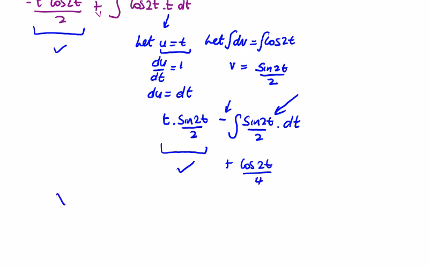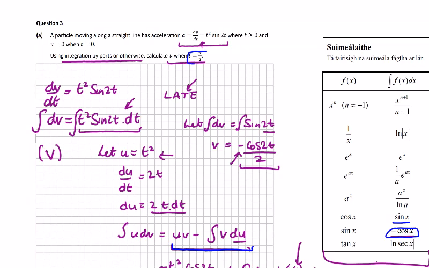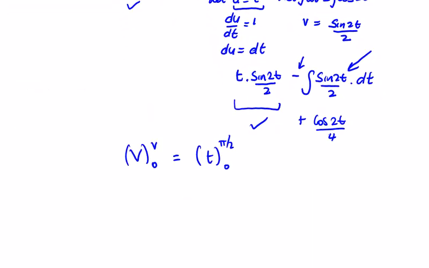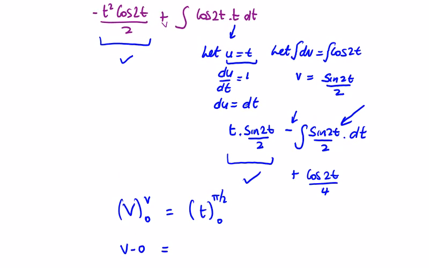So this is v, so v is equal to 0, and we're getting t between pi over 2 and 0. Yeah, pi over 2 and 0 are the bounds here. So we're going to get v minus 0, or just v, is equal to, so I'm subbing pi over 2 into these three expressions, the ones with the ticks, so 1, 2, 3, and then I'm subbing 0 in.